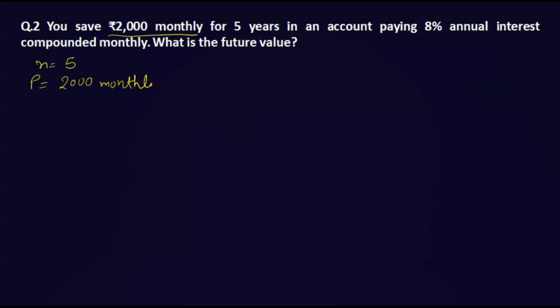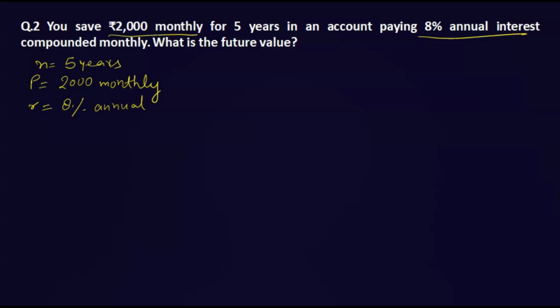Here a few things are given yearly and a few things are given monthly. We need only 3 things: time, principal amount, and the interest rate. The interest rate is 8%, and here you can see 8% annual interest is given, meaning yearly. So now how can we solve this? First we have to make all these 3 things similar, either monthly or yearly.